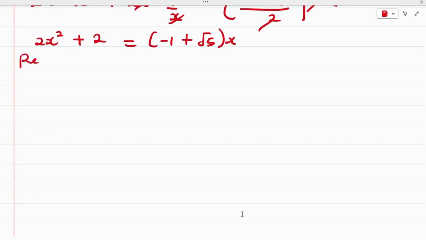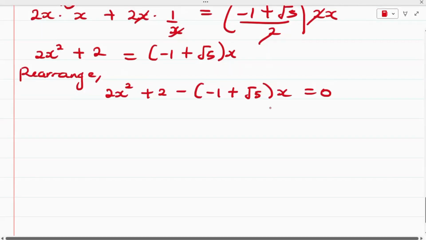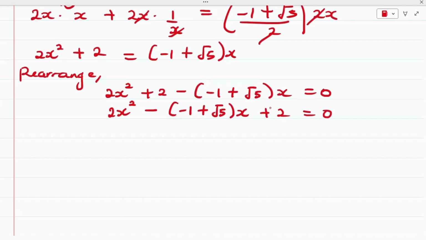So from here we want to simply rearrange and set the equation to 0. So this becomes 2x squared plus 2 into minus 1 plus the root of 5x is equal to 0. So from here we have this to be 2x squared minus (1 plus the root of 5)x plus 2 is equal to 0.